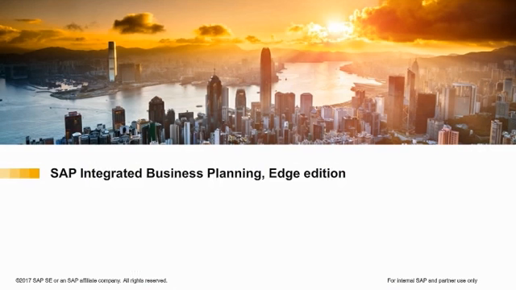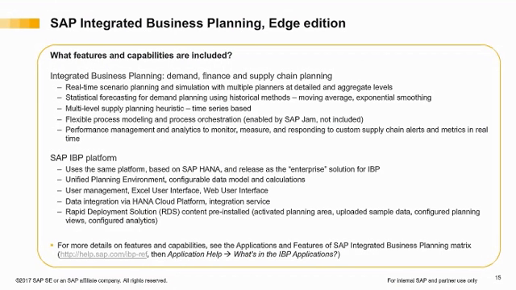SAP Integrated Business Planning, Edge Edition. SAP Integrated Business Planning, Edge Edition is a low-cost, basic IBP solution for productive use. The target market for IBP Edge Edition is upper mid-sized businesses and subsidiaries of large corporations, especially in the consumer products, process, and discrete manufacturing industries.